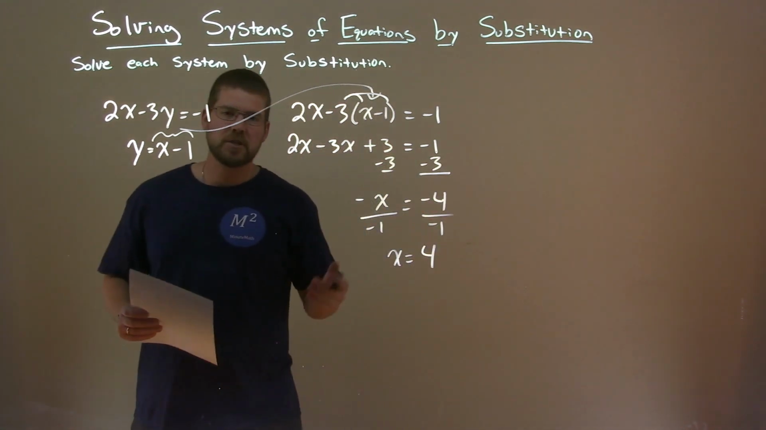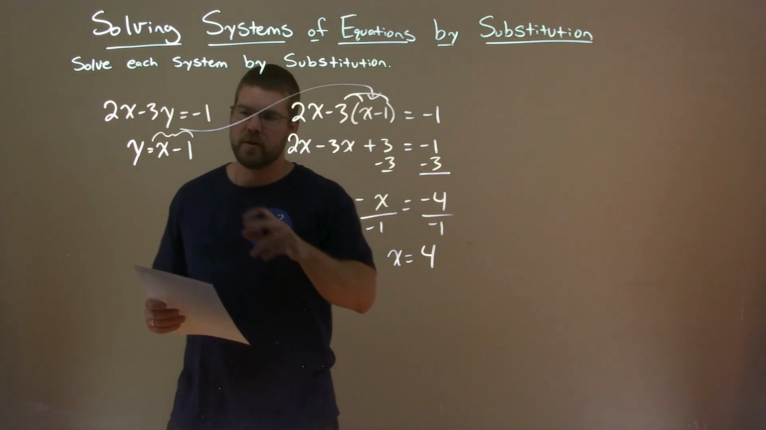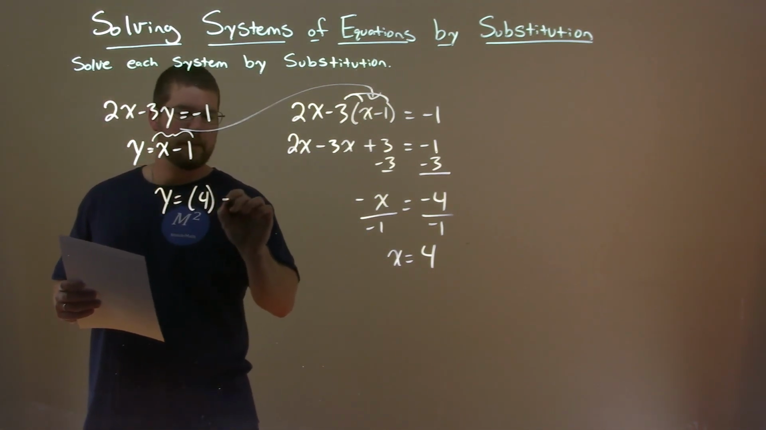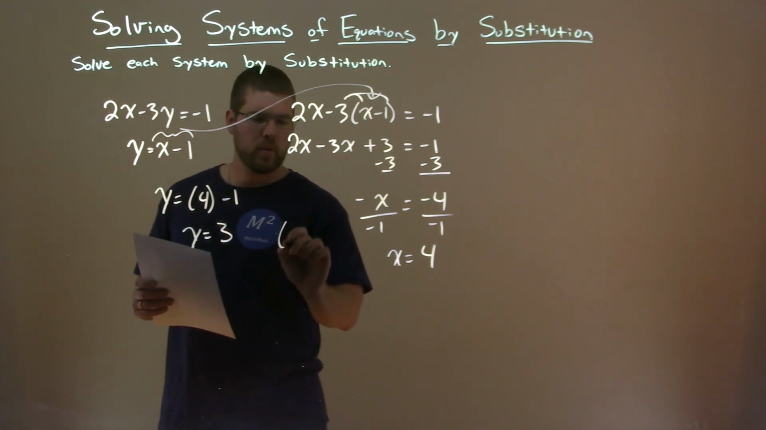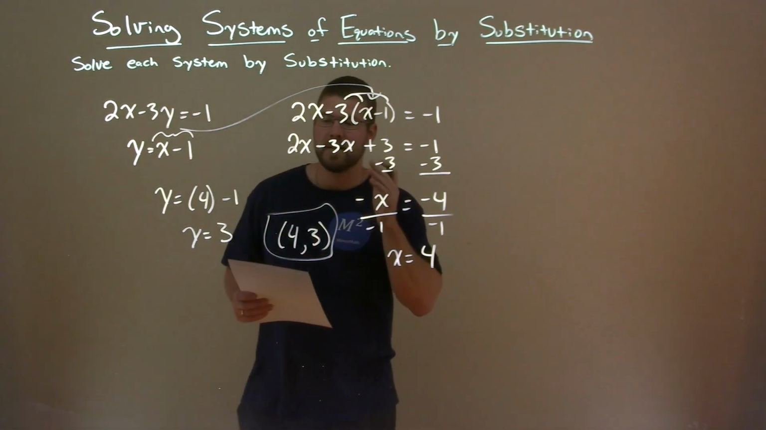We take that information and we want to plug that into one of our original equations. Find the easier one, second equation. So y equals 4 minus 1, and 4 minus 1 is 3. So our coordinate point is 4, comma 3, and that is our final answer.